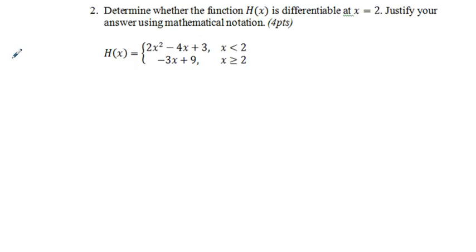Next problem. Determine whether function h of x is differentiable at x equals 2, and justify your answer using mathematical notation. Well, there are really two things I was looking for on this. One was to establish that the limit as x approaches our critical number 2 from the left side of h of x equals the limit as x approaches 2 from the right side of h of x.